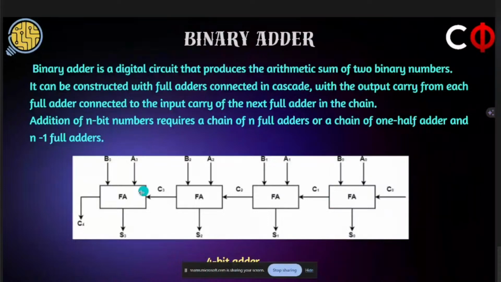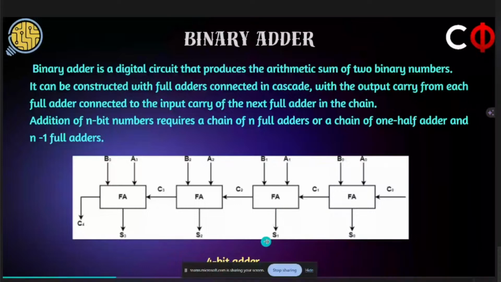So whatever is the sum of the second full adder, it will be the second bit of the final sum, and the carry it gives goes as the input carry for the third full adder. So the same procedure repeats till the end. Finally, this is an image of a 4-bit adder. When you add two 4-bit binary numbers, you can get the final sum as 4 bits, or it could be 5 bits. Why could it be 5 bits?